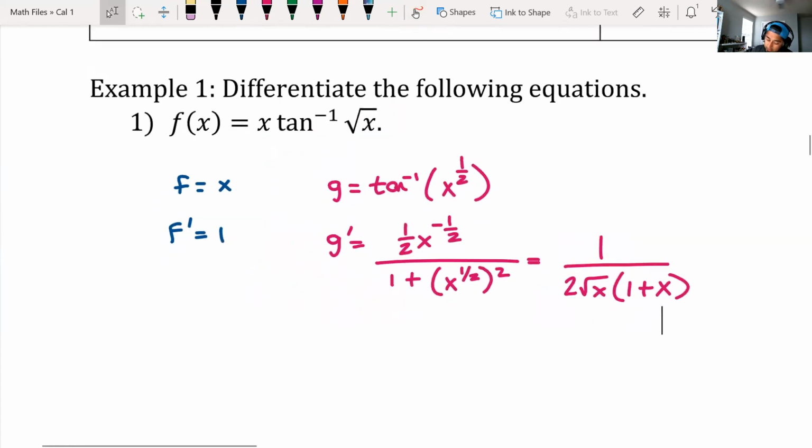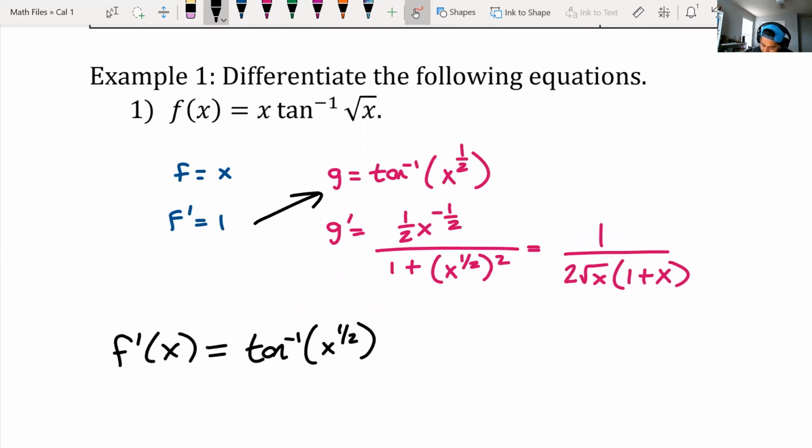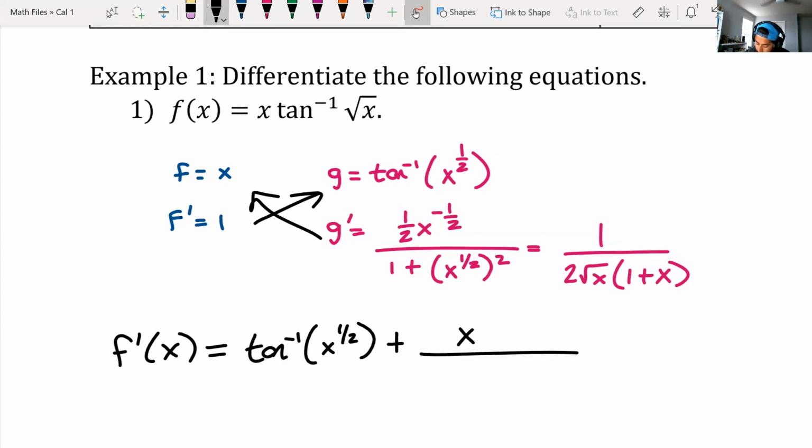And then finish up our product rule. So let's say f prime of x, f prime g, which is just the inverse tangent of x to the 1/2, plus g prime f, make sure to use the simplified form, and you'll get x over 2 square root x times 1 plus x.